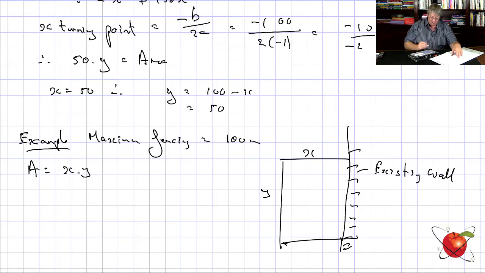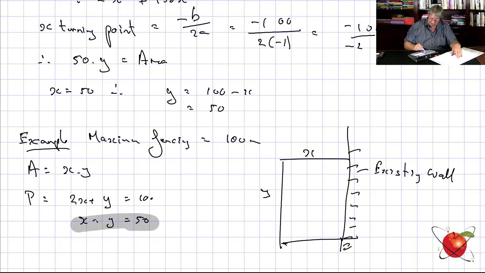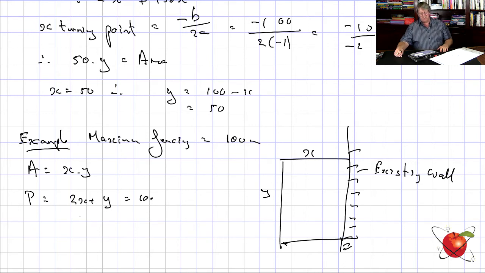What do we do? We do the same thing. We say area is x times y, perimeter 2x plus 2y is equal to 100. Therefore, x plus y is equal to 50. And did Kevin divide through this time? Sorry. See, it's 2. I'm going too fast, aren't I? It's 2x plus y. 2x plus y is equal to 100. Okay? Sure. These are the easiest.